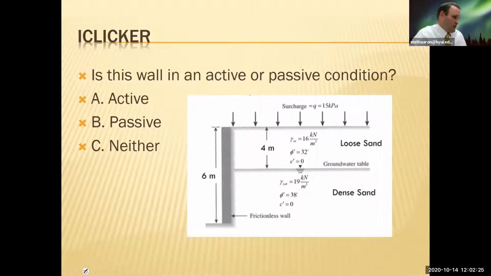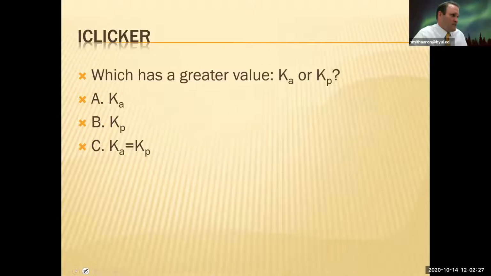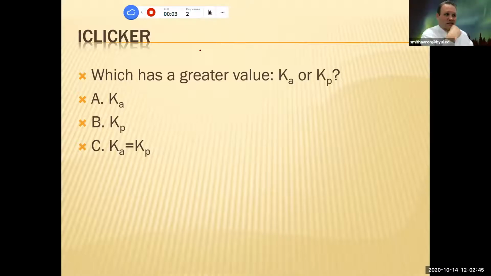Okay, one more slide to gauge your understanding. Which has a greater value, Ka or Kp? We haven't talked about these yet either, but let's open up iClicker and go ahead. Which has a greater value typically, Ka or Kp? So Ka stands for the coefficient of active lateral earth pressure, and Kp stands for the passive lateral earth pressure coefficient. So which one is typically greater?